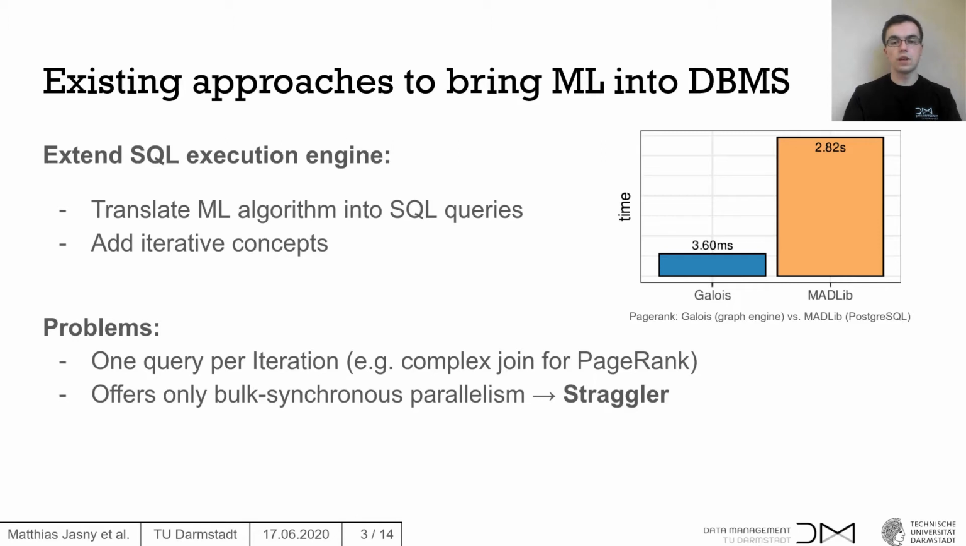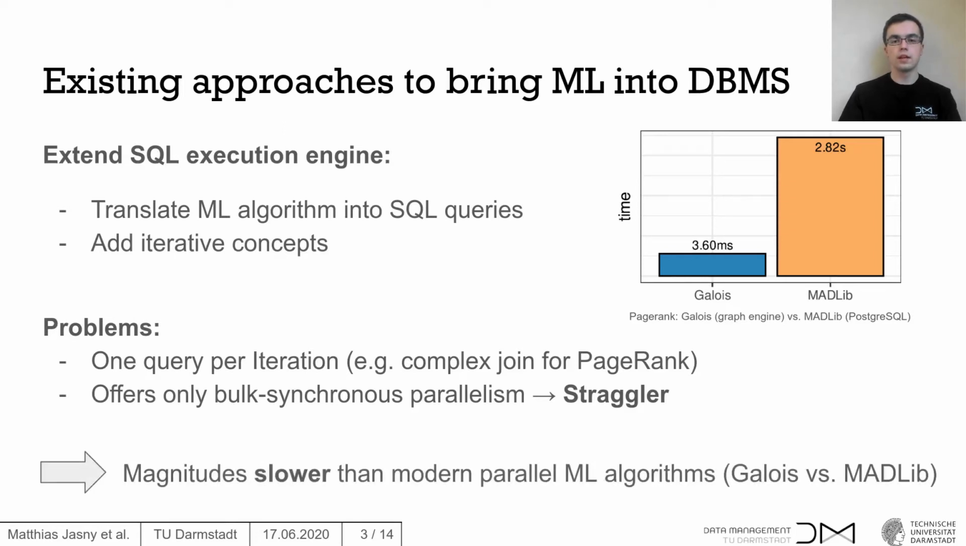This is mainly due to the fact that the external ML applications often use asynchronous execution schemes compared to bulk synchronous parallelism enforced by the query execution. As a result, existing approaches inside a database are orders of magnitude slower than modern parallel ML algorithms.